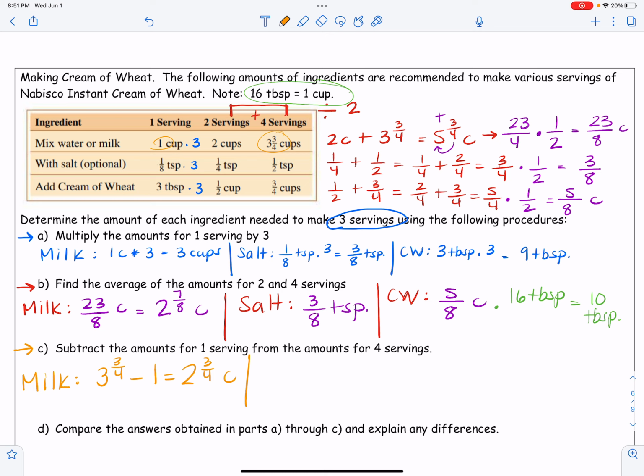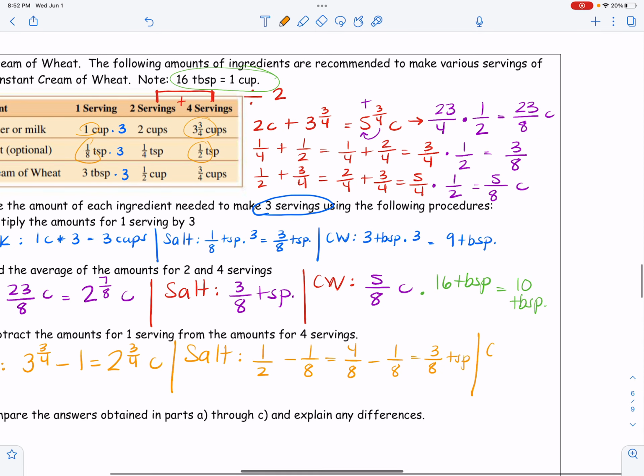All right, so let's see what happens with the salt. For 4 servings, we've got 1/2 teaspoon. For 1 serving, we have 1/8 of a teaspoon. Going to need a common denominator, so write 1/2 as 4/8. And notice we're getting the same amount of salt, no matter how we do it, 3 teaspoons.